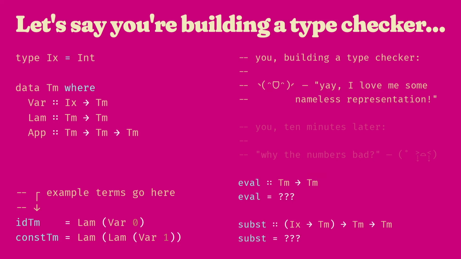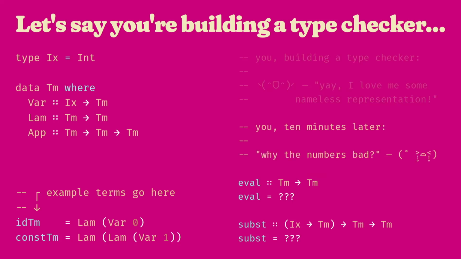You love nameless representation. And then you get to actually implementing substitution and evaluation. And oof, it's so difficult to make sure all the plus ones and the minus ones go in the right places. So 10 minutes later, you're crying and you're like, why is the number wrong? I don't know where I forgot to add or subtract something.